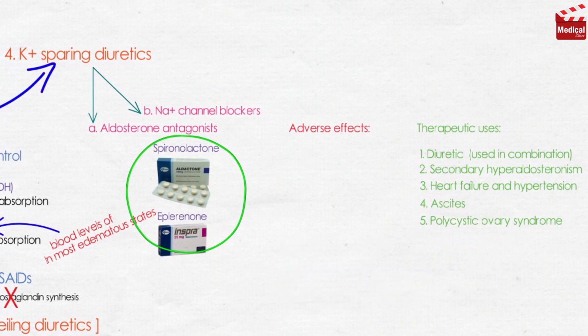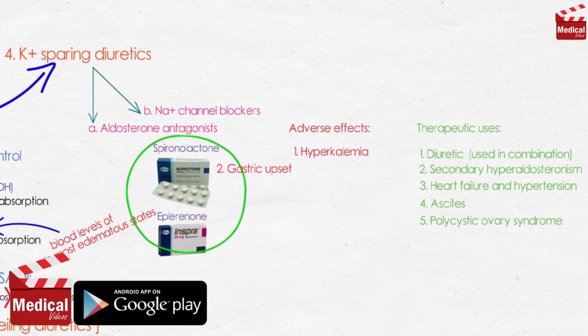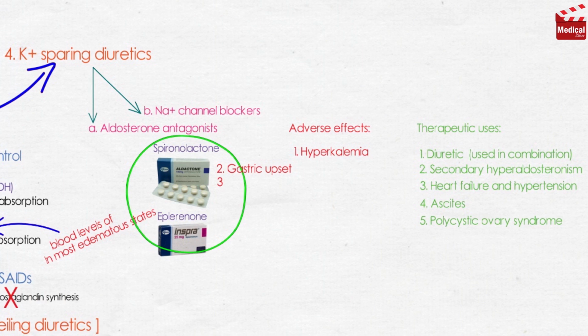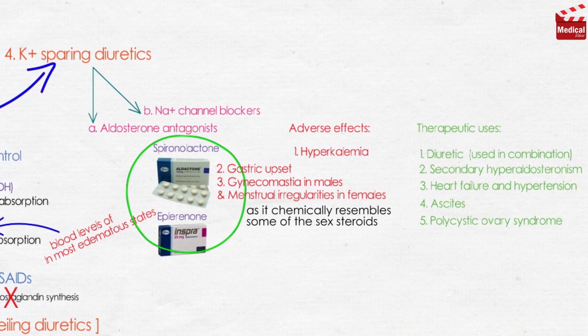Now let's talk about their adverse effects. Hyperkalemia. Spironolactone can cause gastric upset. It may also induce gynecomastia in male patients, and menstrual irregularities in female patients, as it chemically resembles some of the sex steroids. Eplerenone has fewer endocrine effects than spironolactone.